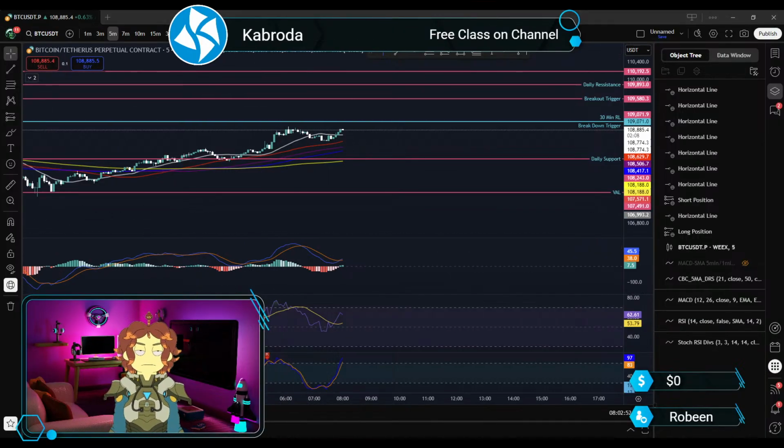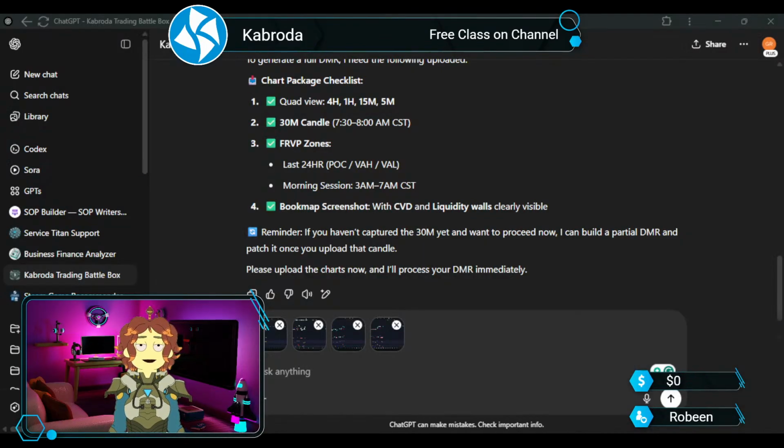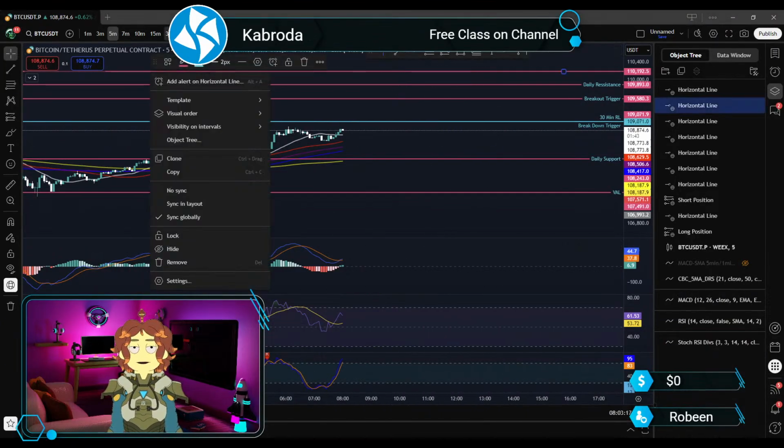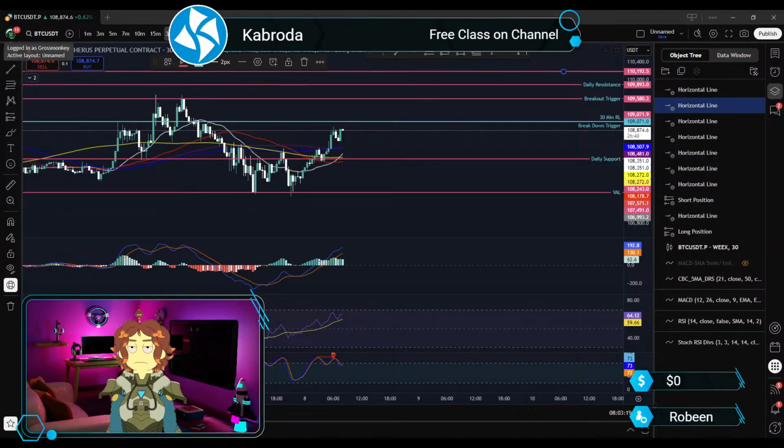Grab the last 5 minute. Boom. All right, and then we'll head back to ChatGPT. You can see I got my 4 screenshots loaded up here. So we'll just say, here are the 4 screenshots. And it did want that 30 minutes, so we'll grab that too. Head back to TradingView, 30 minute. Grab it.